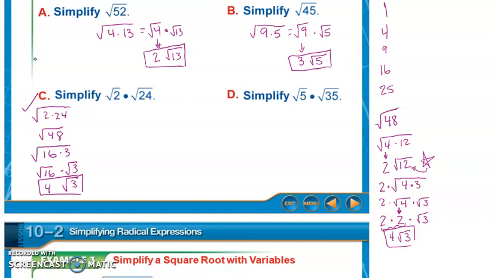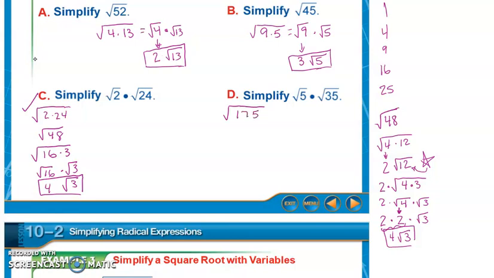Okay, on D, I'm going to do this one slightly different. In fact, you could probably pause the video right now and stop and see if you can do it. If not, here's the answer. So one way to do this is to multiply 5 times 35. And when you do that, you get 175.